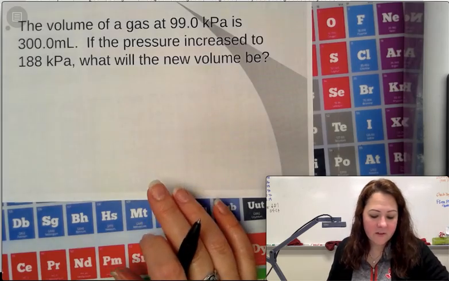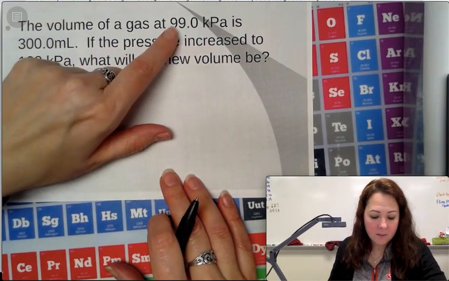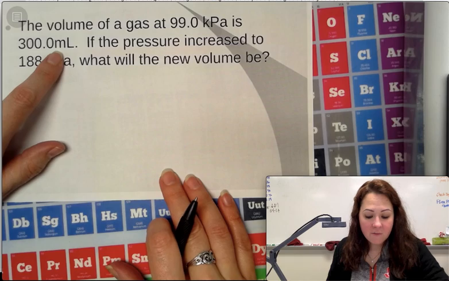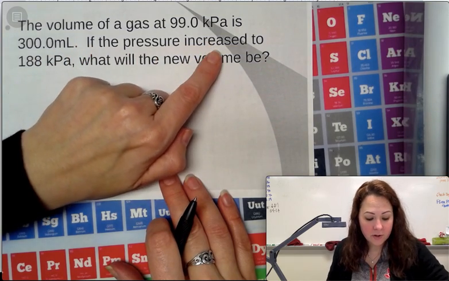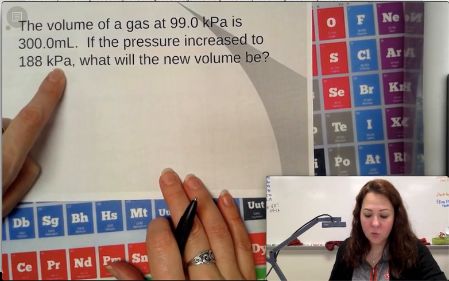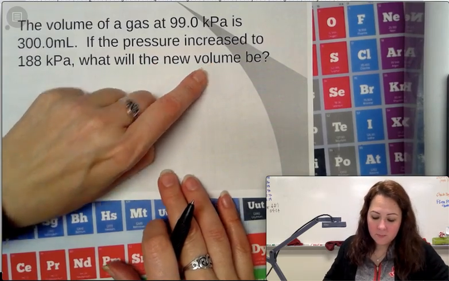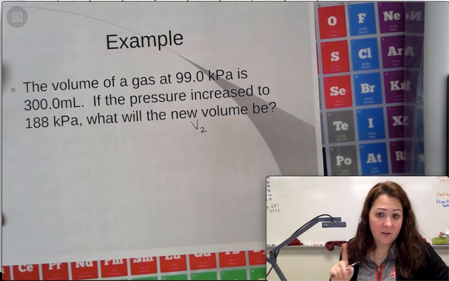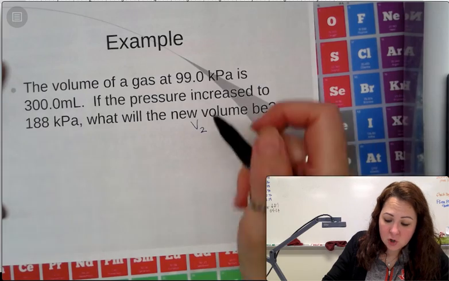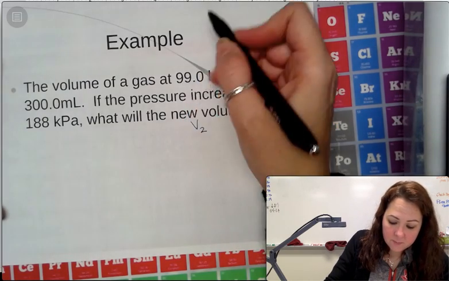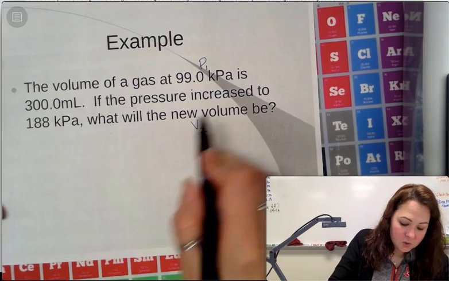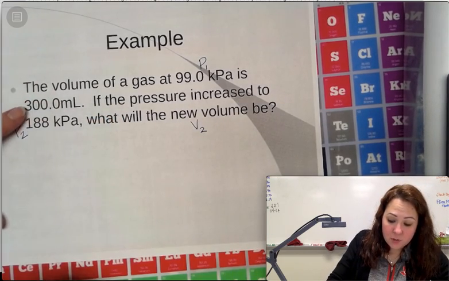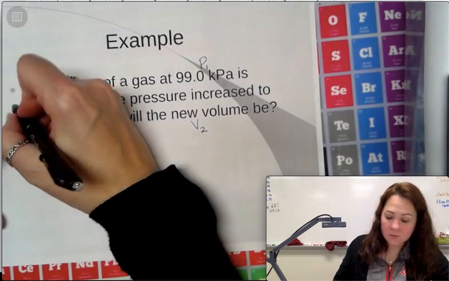Looking at this one, it says the volume of a gas is 99 kPa at 300 milliliters. If the pressure increased to 188 kPa, what is the new volume? So right away, I know that I'm solving for V2. It also tells me that my pressure is starting at 99 kPa. It's increasing to 188 kPa. That initial pressure has a volume of 300 milliliters.